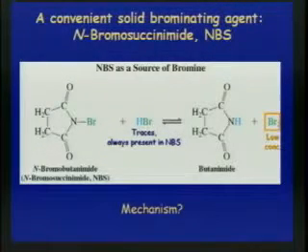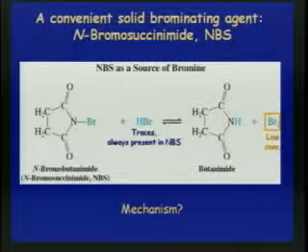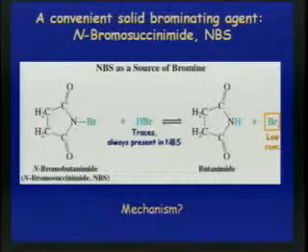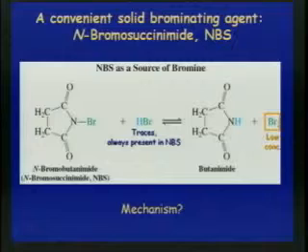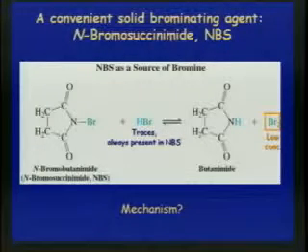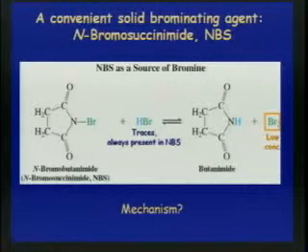So you're leaching into your solution slowly Br2, which is exactly the high dilution, low concentration conditions you require to have Br2 at low enough concentration that the electrophilic addition to the double bond is too slow. And the radical mechanism has a chance to take over.